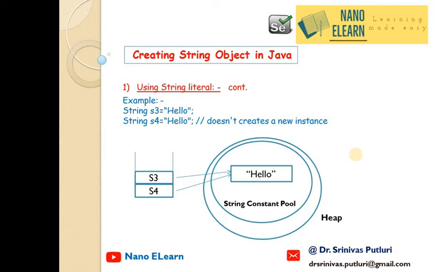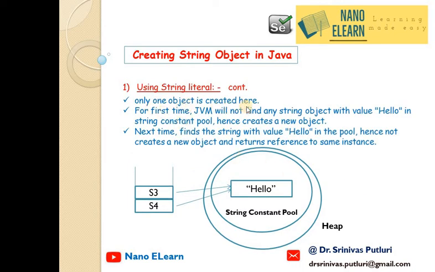Example: if string variable s3 is assigned the value hello for the first time, and we assign the same value hello to string variable s4 for the second time, it doesn't create a new instance. Whenever s3 is assigned the value hello, it is placed in the string constant pool. Then when we assign the same value hello to s4, it checks in the string constant pool, and since it has the same value, it doesn't create a new instance. That is, only one object is created here. For the first time, the JVM will not find any string object with value hello in the pool, hence it creates a new object. The next time, it finds a string with value hello in the pool, hence it doesn't create a new object and returns the reference to the same instance.